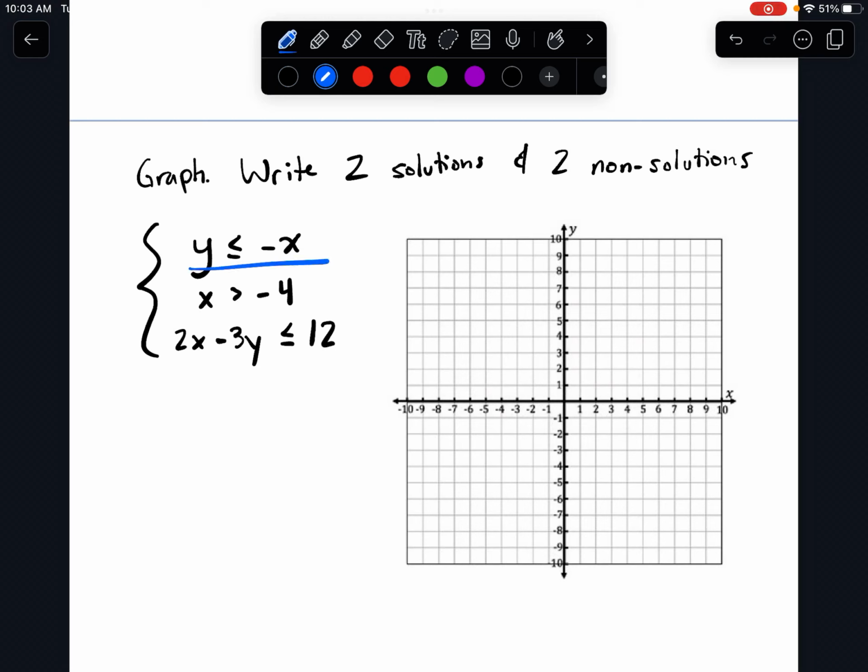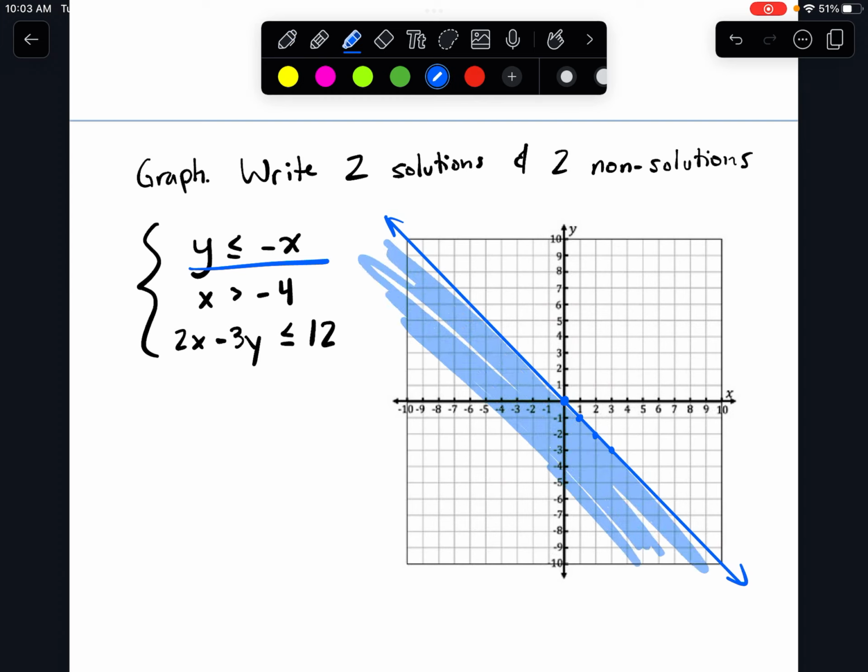So I'm going to start with the first one here. All right, let's do this one in blue. y is less than or equal to -x. So my y-intercept is at 0, and I go down 1, right 1, down 1, right 1, a slope of -1. Now it is a solid line, all right, because we do have less than or equal to. So there's my solid blue line. And then I'm going to go ahead and shade below. It's less than or equal to. So that's everything in this region down here.